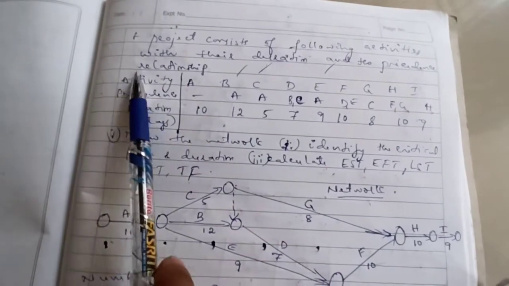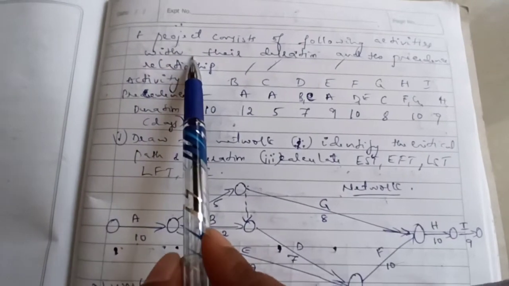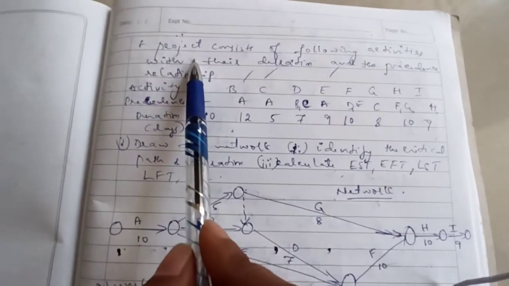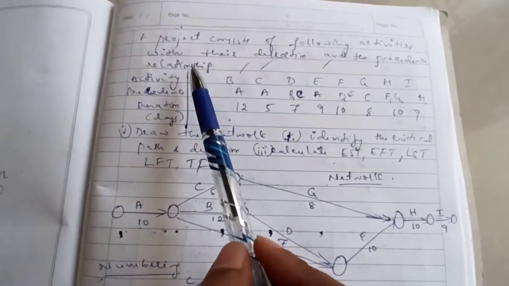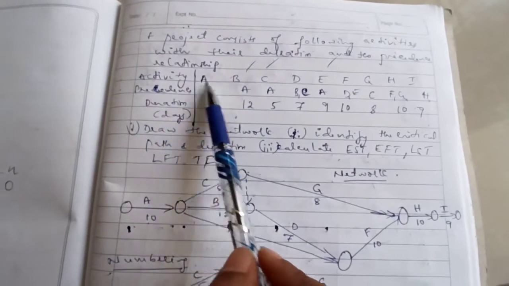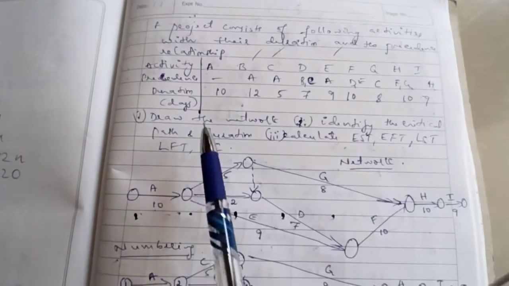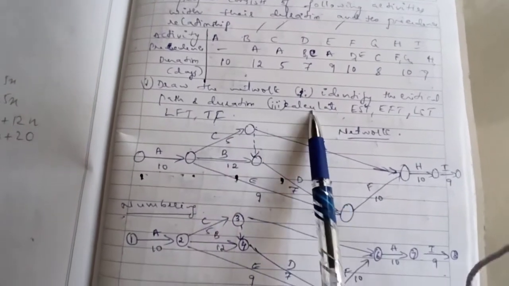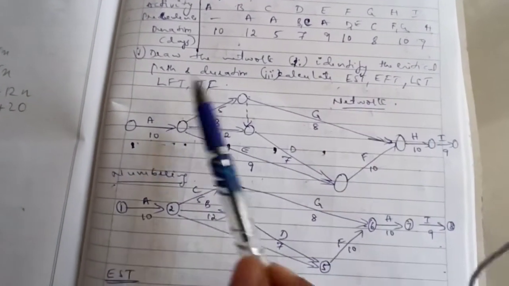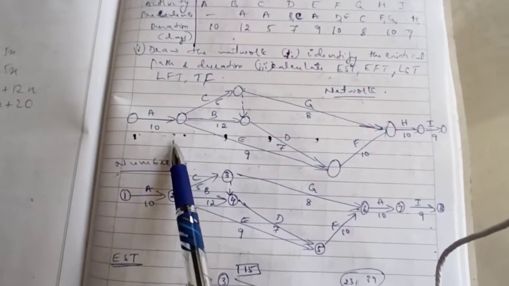Good morning all. So I am going to explain one more problem on critical path method. The project consists of the following activities with their durations and the precedence activities. So we are given the activity, precedence activity as well as the duration. Now the question is: draw the network, identify the critical path and duration, calculate EST, EFT, LST, LFT and total float. The first step is we need to draw the network diagram.